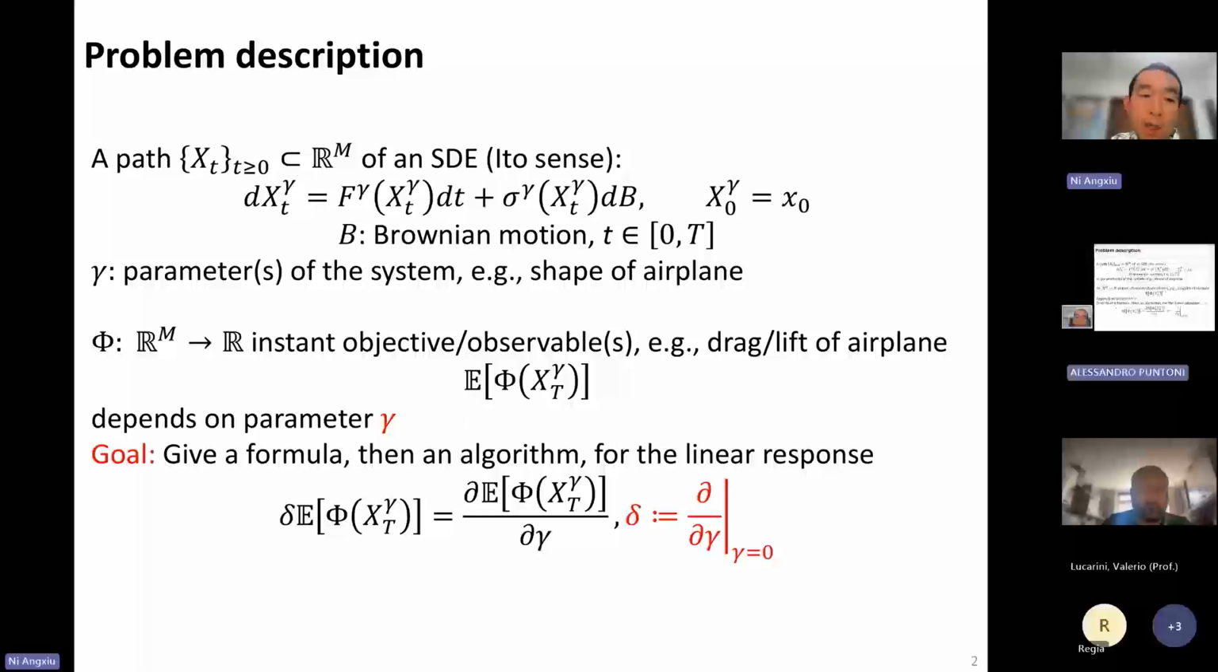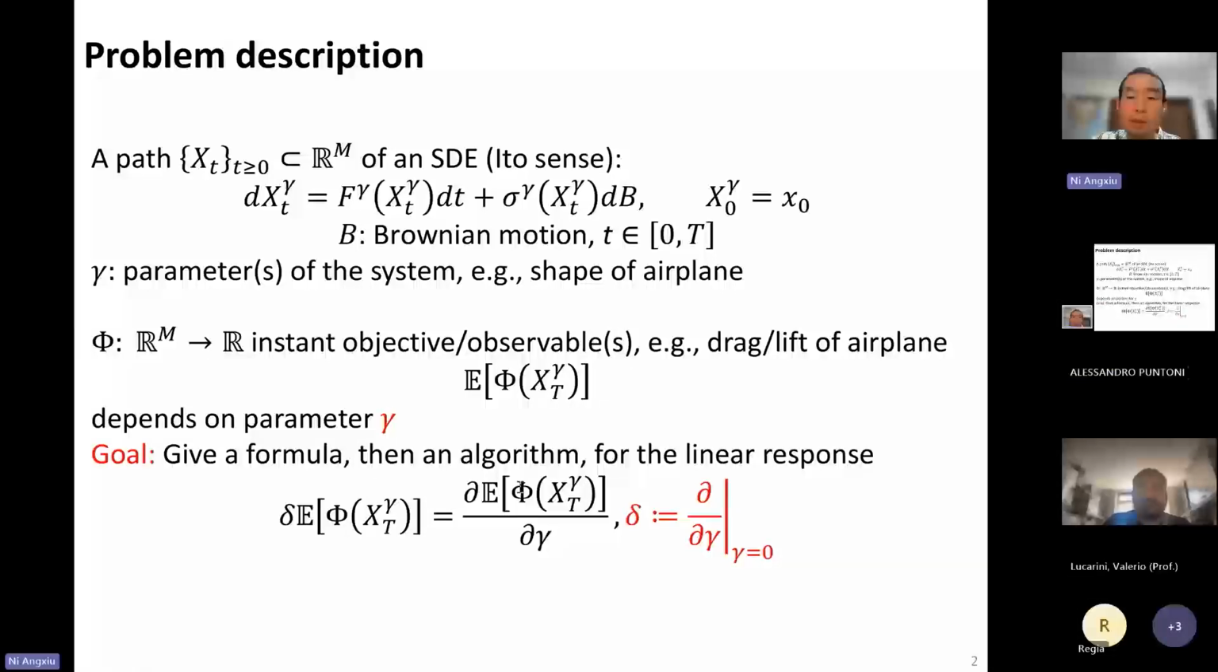And our goal is to find a formula and then an algorithm for the so-called linear response. The linear response is defined as the partial derivative with respect to a parameter gamma, evaluated at gamma equals 0. Okay? And I use this delta notation to denote this partial derivative. Mentally, you can also think of this as a small perturbation. Okay, so it's a very simple problem. We want to compute this derivative of some average quantity.